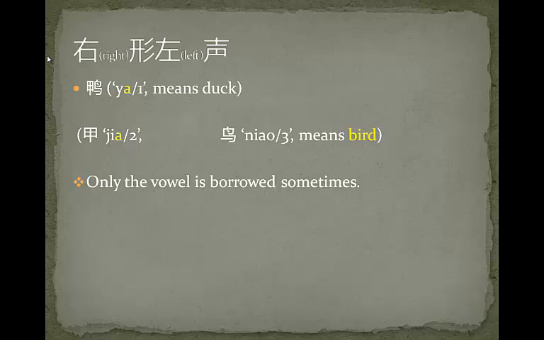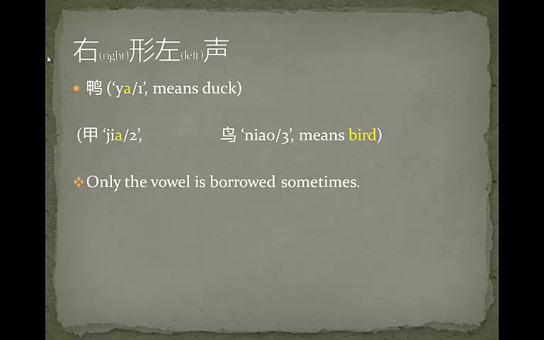声 means pronunciation. Alright, the first example, 鸭, is the first tone. It means duck. We divide this character into 2 parts. The left part is a character pronounced as jiǎ. Sorry, it's a typo, it should be the third tone. And the right part is a character meaning bird. It is pronounced as niǎo, the third tone, meaning bird.